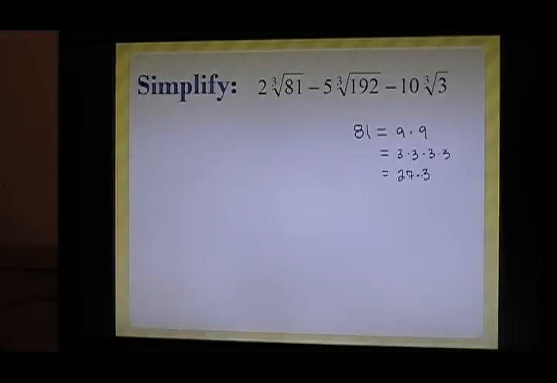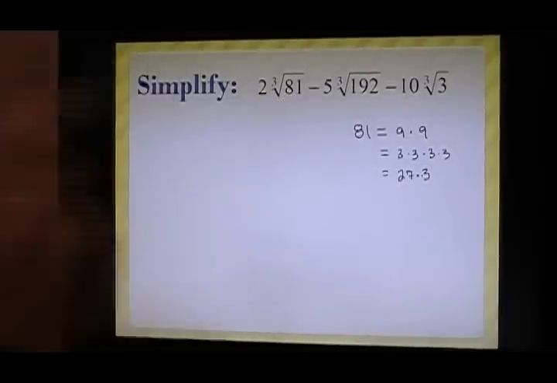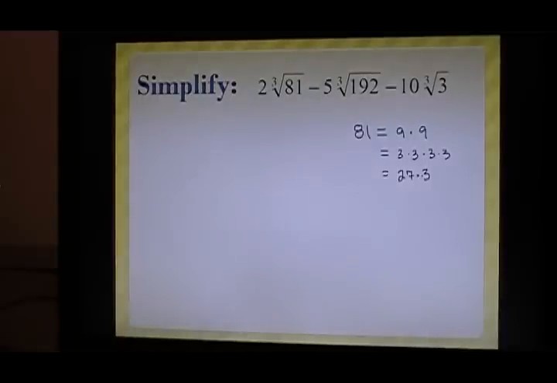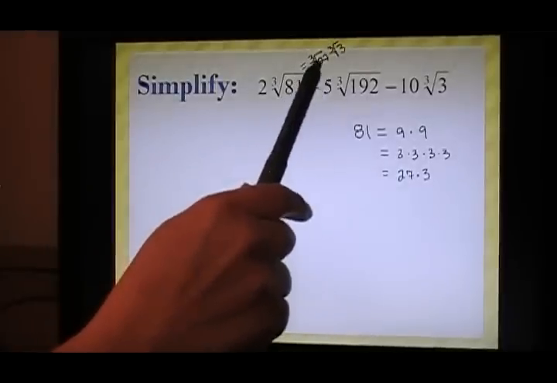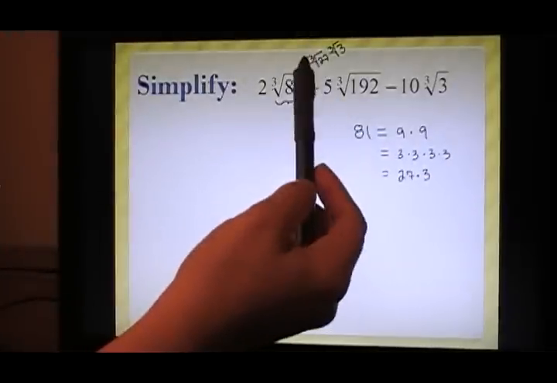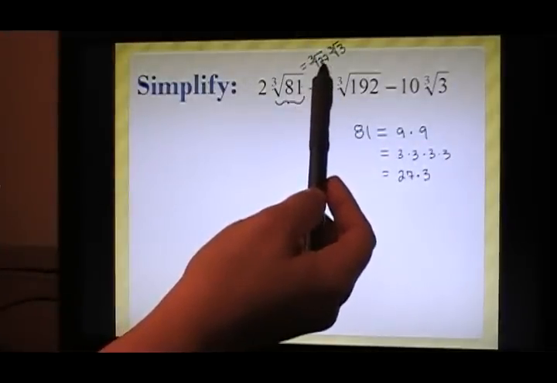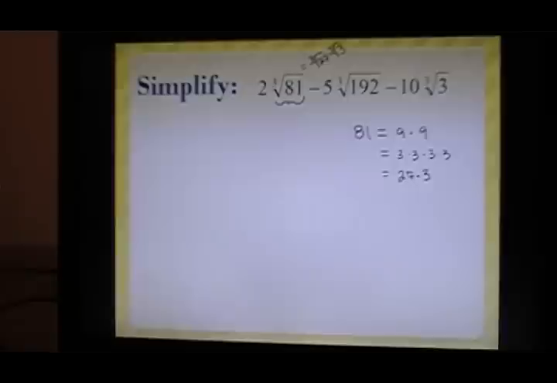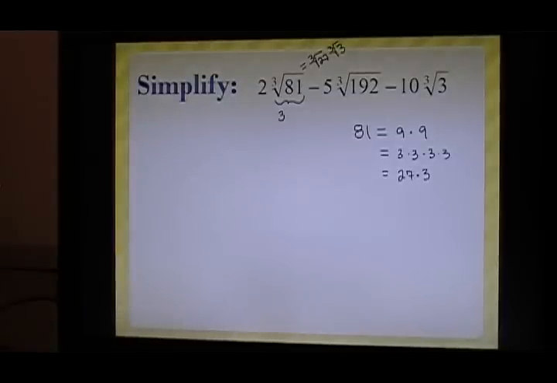So I've discovered a perfect cube, 27, that divides this 81. Okay? So I'm going to rewrite this as the cube root of 27 times the cube root of 3. The cube root of 27 is 3. So when we're talking cube root, we're saying, what number do I multiply 3 times to get this? Well, obviously, that number is 3. So we have 3 times the cube root of 3.